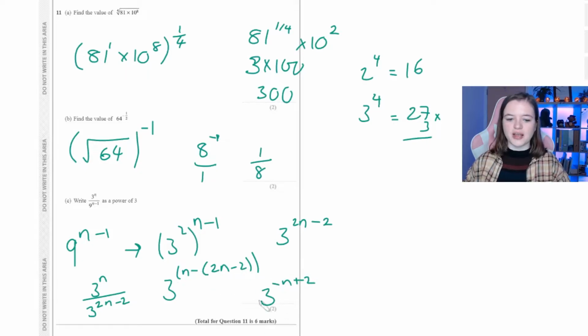I'm going to get 3 to the power of minus n plus 2, or the slightly superior, but not much better to be honest, 3 to the power of 2 minus n. This won't be wrong if you left it at the first version. It looks a bit nicer, less signs to deal with, but you won't be marked down if you didn't put it like this. But there we go. Perfect.